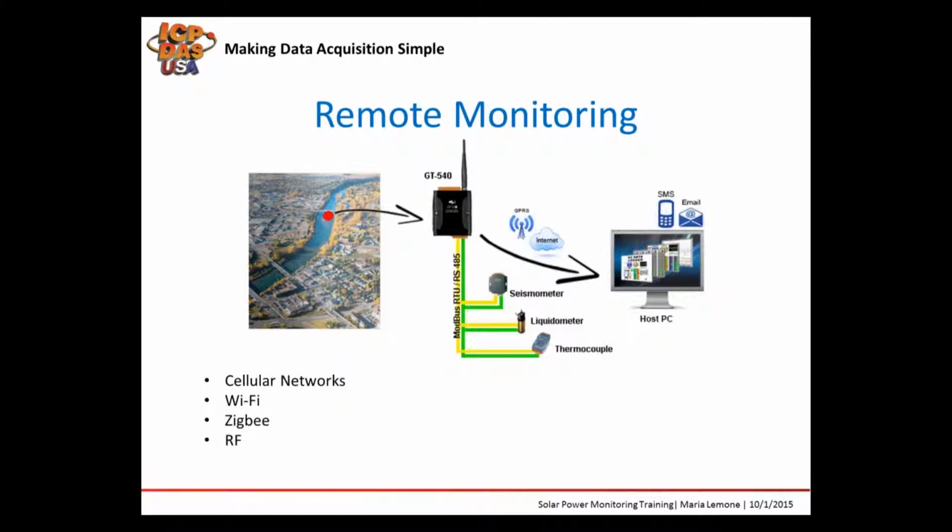GT540 can be used for remote monitoring, so you can pass back different kinds of information like temperature, tank level, earthquake activity, or solar panel energy production information over the cellular network.